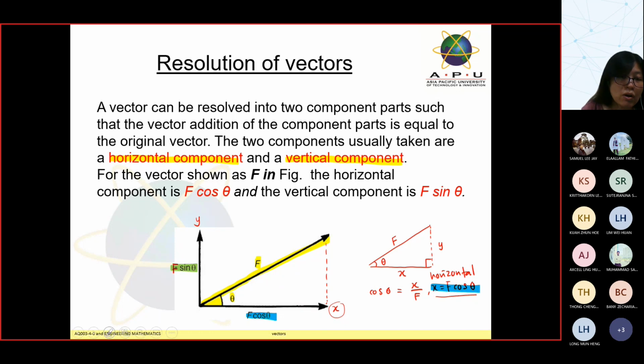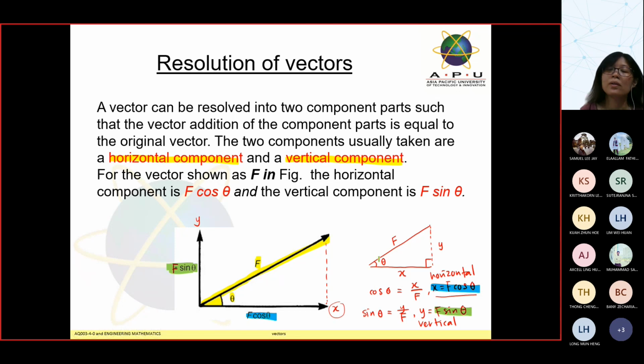Okay, so the same concept. Get the sine. What is the sine theta? Y over f, correct. So y over f, and if I rearrange it, y is equal to f sine theta. So f sine theta is y, which is the vertical component. Okay, so now, can you see how I get the f sine theta?